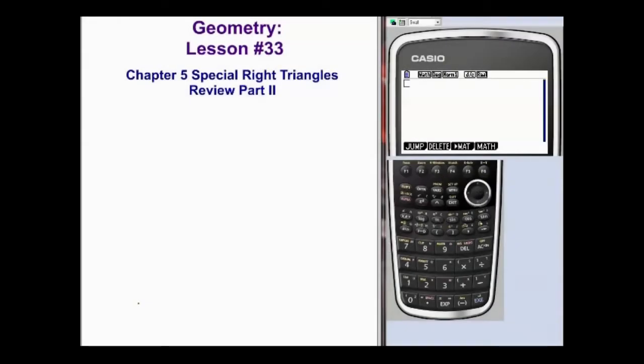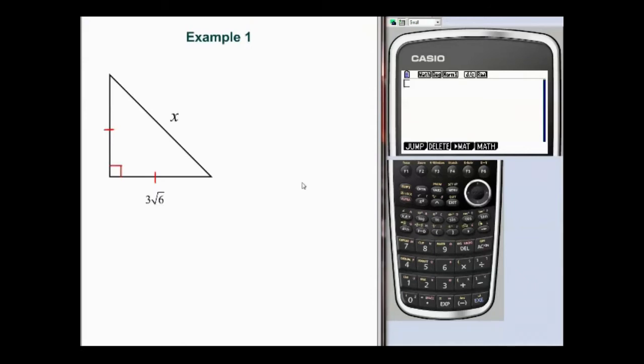All right, moving on to part 2 of our review for special rights and mostly out of Chapter 5 for our upcoming test. Let's go ahead and take a look at what we have here. I'm going to start off with a special right triangle. And we are given just the bare minimum of information here. And we should recognize pretty darn quick that this is a 45-45.